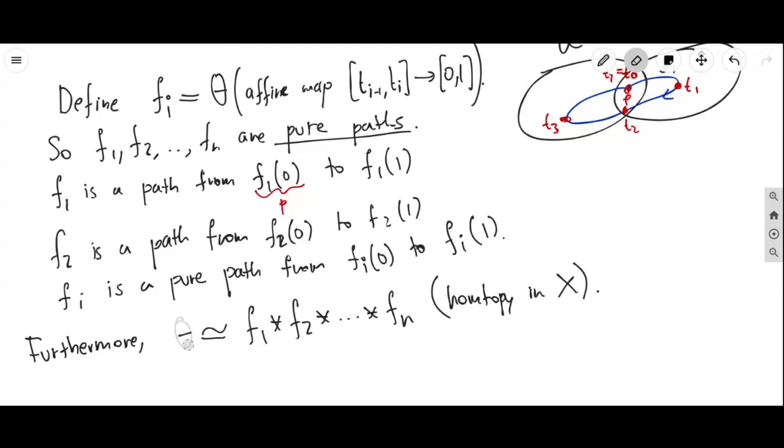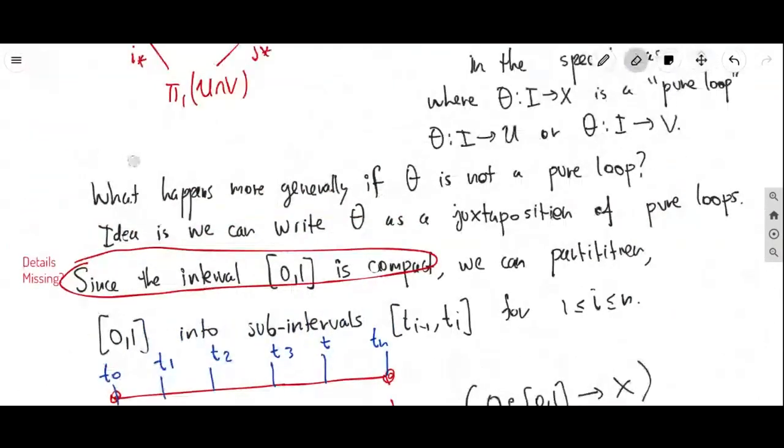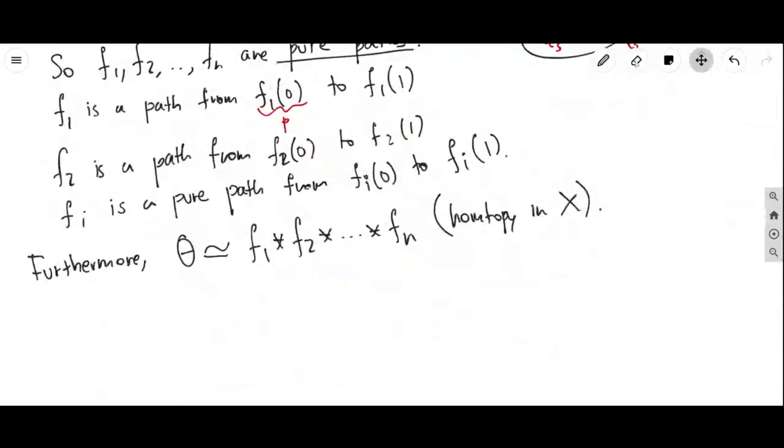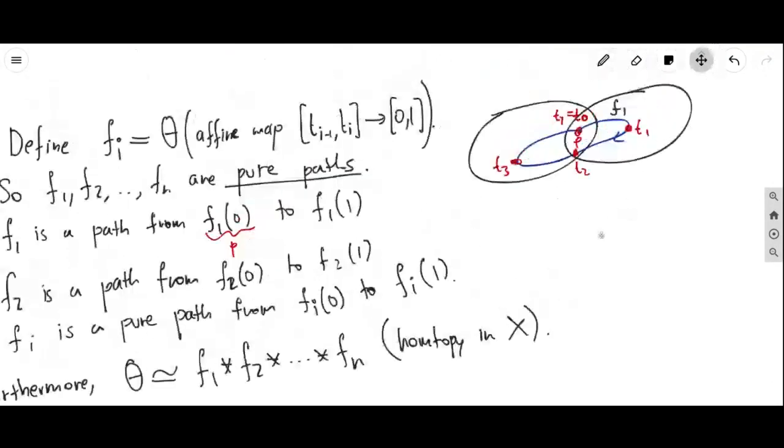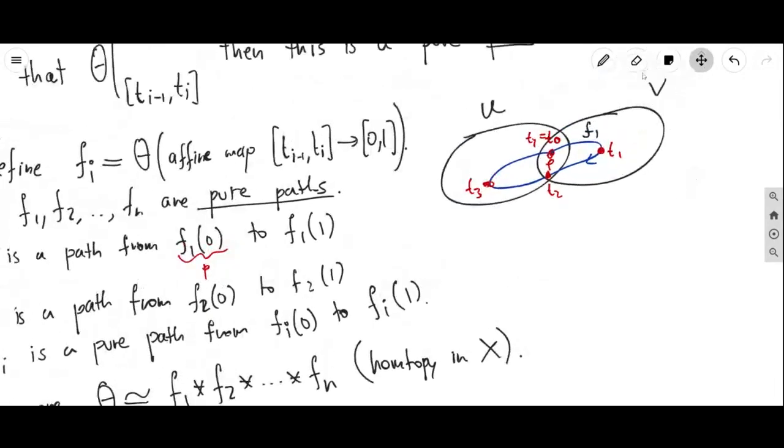So we have this, because this just follows from the fact that we've decomposed the entire loop into these smaller pieces. Now the issue is, these themselves are not closed loops. Let's go back to the very beginning. We asked, what happens more generally if theta is not a pure loop? The idea is that we can write theta as a juxtaposition of pure loops. At the moment, we've written it as a juxtaposition of pure paths, but those are not necessarily pure loops. The way you introduce loops is simply by backtracking. You just go backwards.